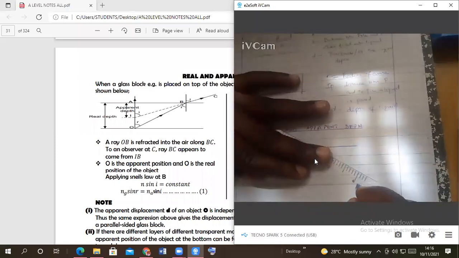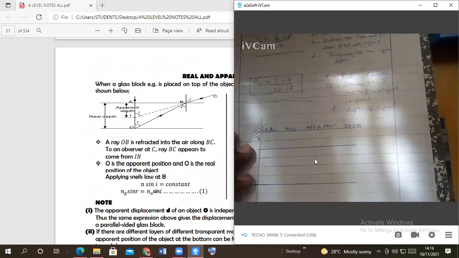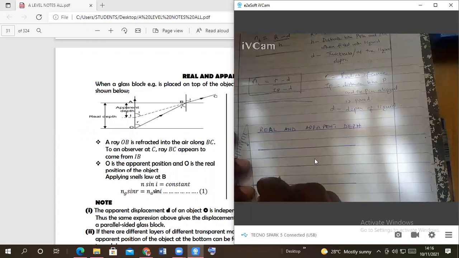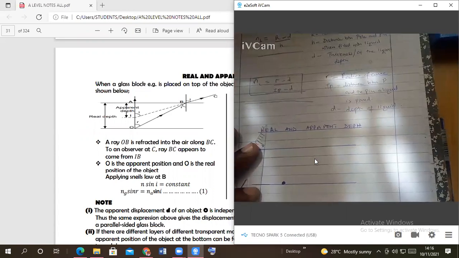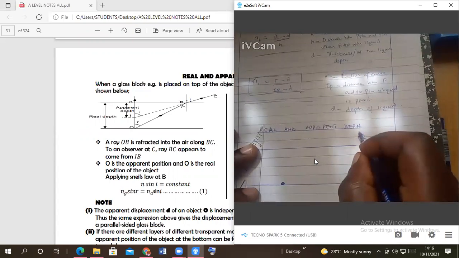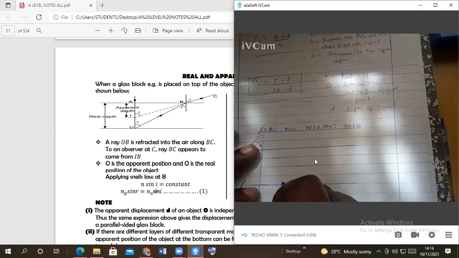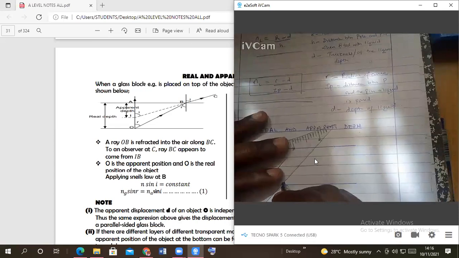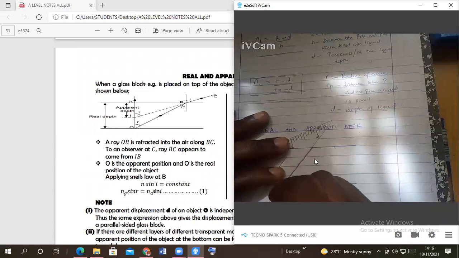This diagram, which I think is glass, shows an object almost at the bottom, inside the glass. If someone is to see that object and that person is somewhere here, the ray from this object will go through refraction at this point here. So we shall have a ray moving from here. I want to draw it like that, that's the ray.